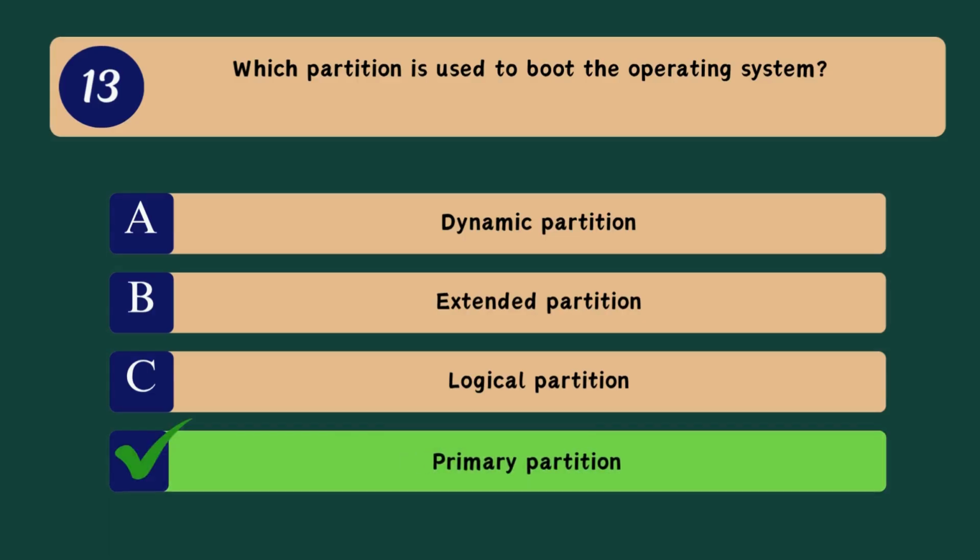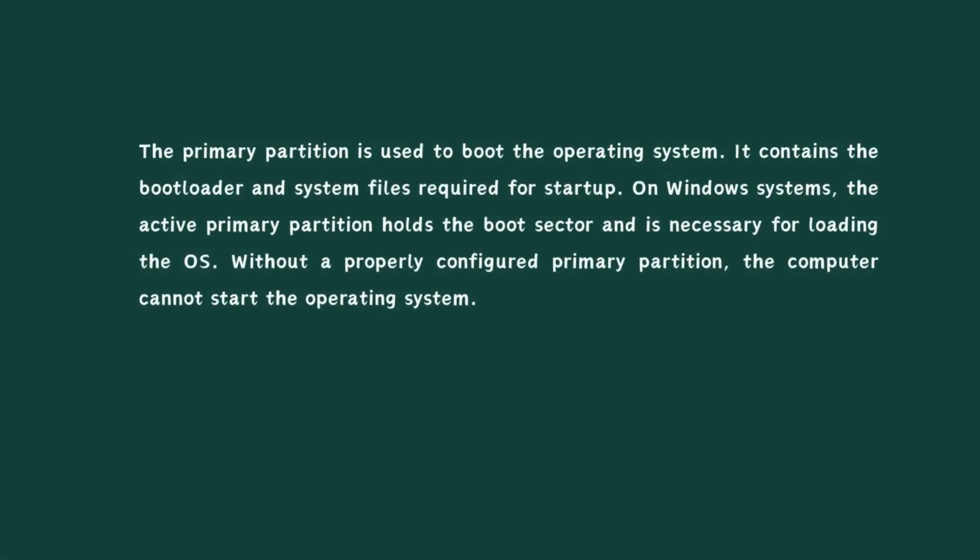Correct answer: D. Primary partition. The primary partition is used to boot the operating system. It contains the bootloader and system files required for startup. On Windows systems, the active primary partition holds the boot sector and is necessary for loading the OS. Without a properly configured primary partition, the computer cannot start the operating system.